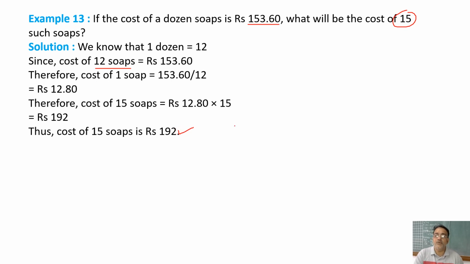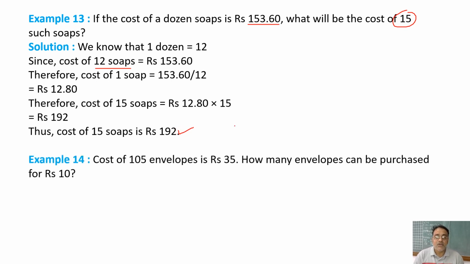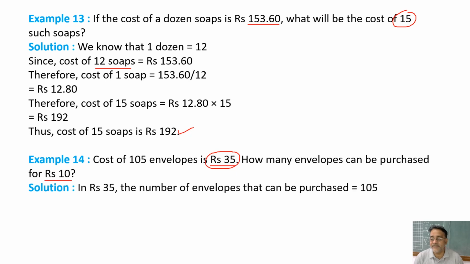Right. Now we are moving toward example number 14. Cost of 105 envelopes is rupees 35. How many envelopes can be purchased for rupees 10? So for 35 rupees we are buying 105 envelopes. In rupees 35, the number of envelopes that we can purchase is 105. So here the unit is rupees, so we will find the 1 unit value. That means how many envelopes can we buy in 1 rupee.